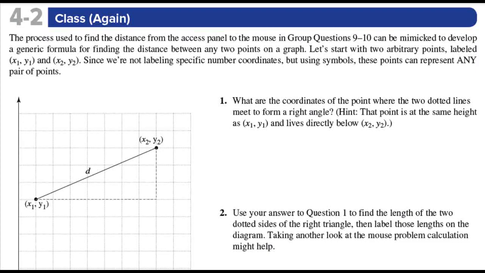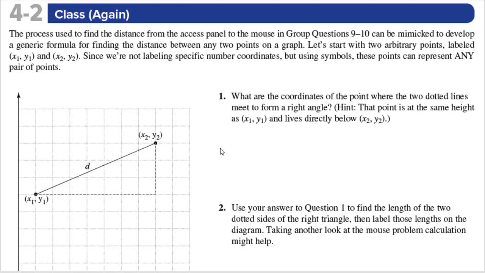Okay, the process used to find the distance from the access panel to the mouse in group question 9-10. Okay, so the coordinates, we're actually going to start working with just using variables again. This is what we called literal equations before. So we're going to be doing some math and not getting any answers. So anyway, try question 1. Restart the video once you've done question 1.